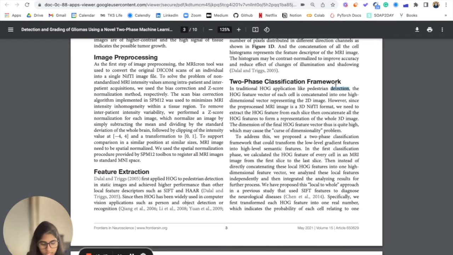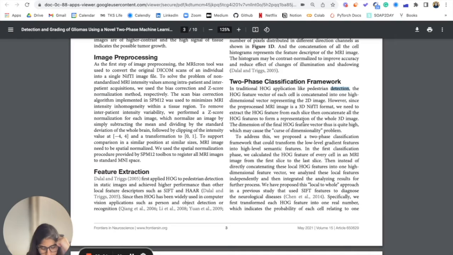Since the pre-processed MRI image, which they converted from DICOM to a 3D NIfTI format, they need to take the HOG features from every single slice because you want to get the most accurate information. You can't just use the top layer. You have to slice them up, extract the HOG features from every single slice, and then from every single cell within that, in the algorithm. And then we concatenate all the HOG features to form a representation of the whole 3D image.